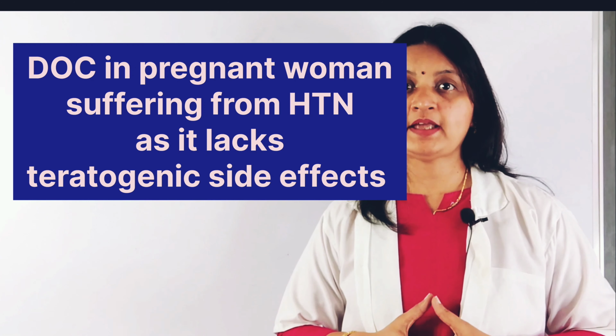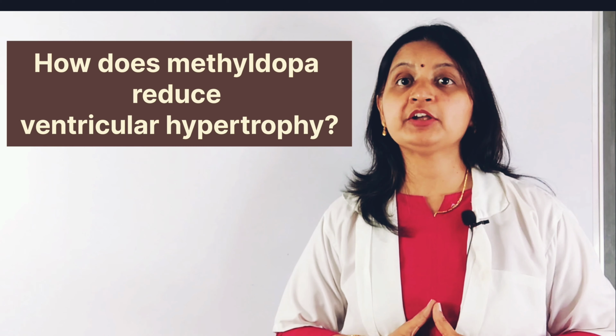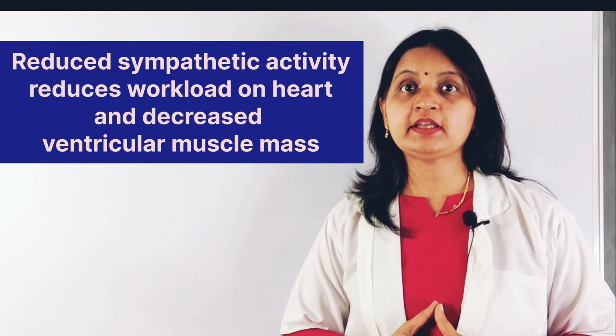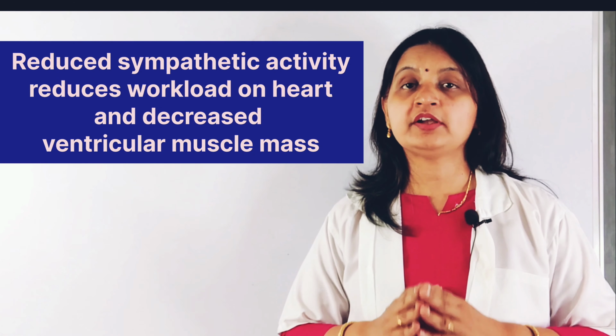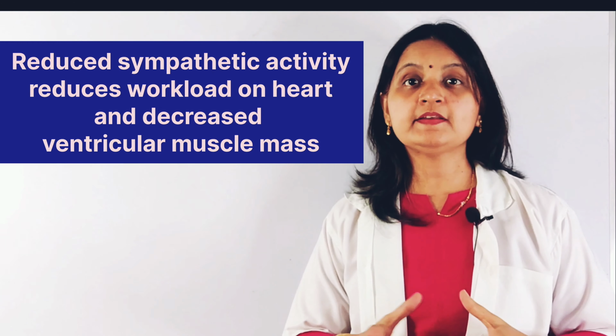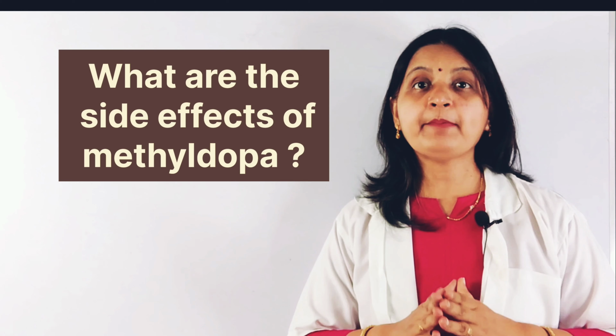Another effect of methyl-dopa is that, by reducing the sympathetic activation on the heart, it reduces the workload on the heart, thereby reducing the ventricular muscle mass. So it reduces ventricular hypertrophy. So what are the side effects of methyl-dopa?